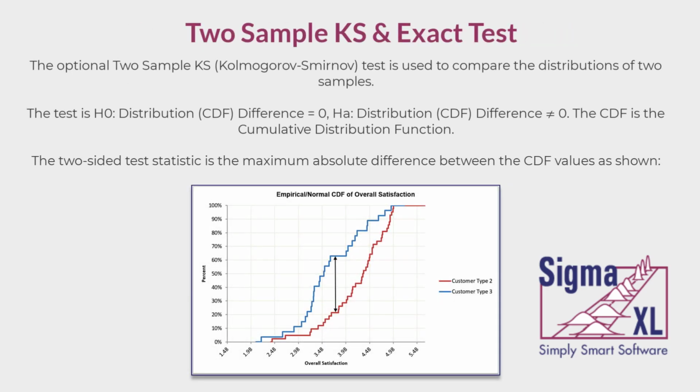The optional two-sample KS or Kolmogorov-Smirnov test is used to compare the distributions of two samples. The test is null hypothesis, distribution CDF difference is equal to 0. Alternative hypothesis, distribution CDF difference is not equal to 0. The CDF is the cumulative distribution function. The two-sided test statistic is the maximum absolute difference between the CDF values as shown.